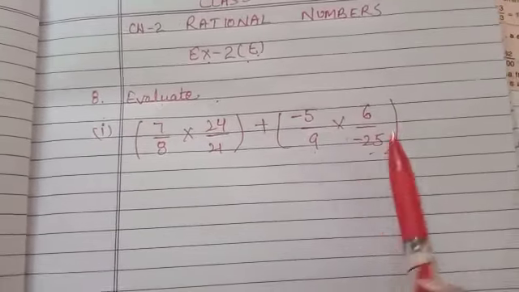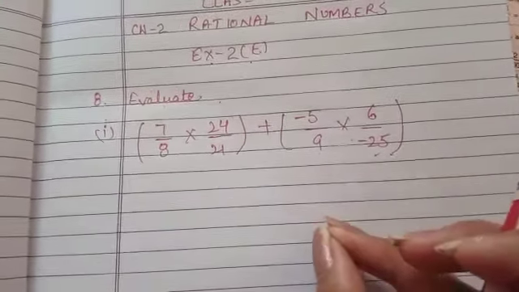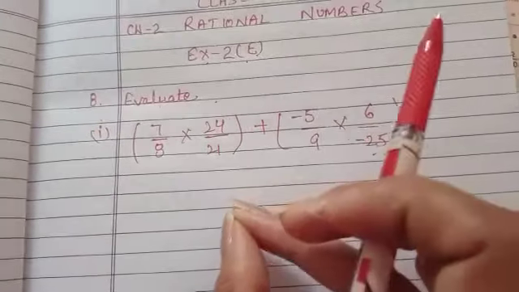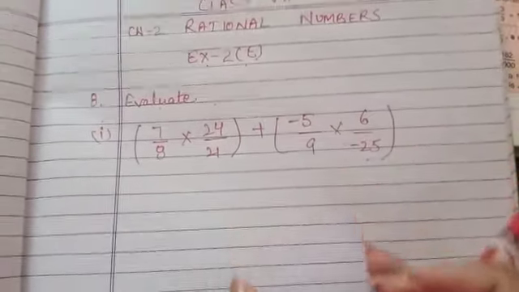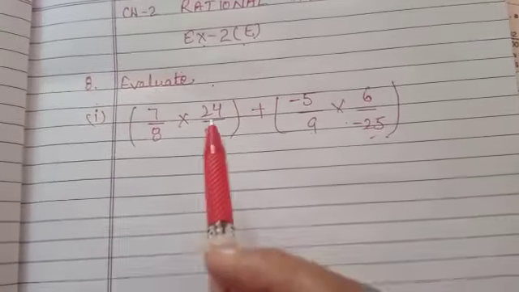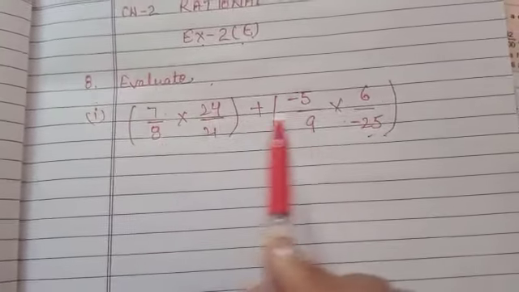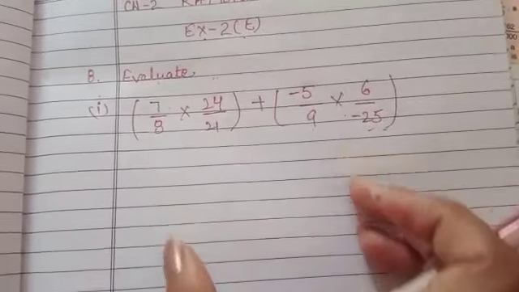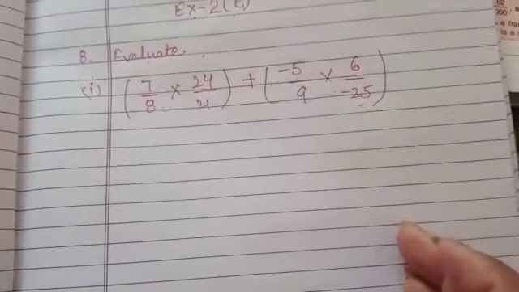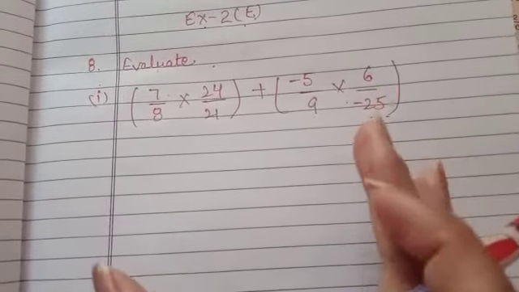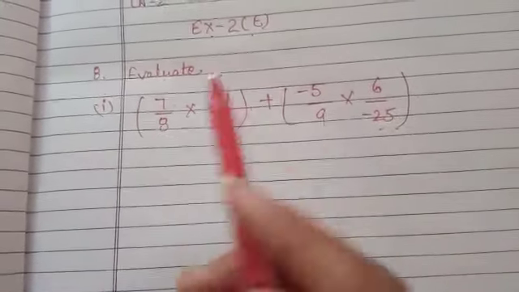In this question, if you do it by cutting, means by cancelling the numbers with each other, then you can do it easily. Otherwise, firstly you need to multiply 24 with 7, then 21 with 8, and the same with this. Then you will take the LCM. It will be a very lengthy question. So we will adopt the method of cancellation, means cutting.